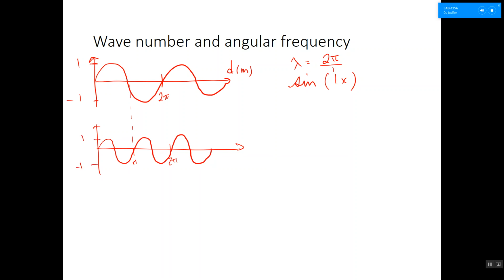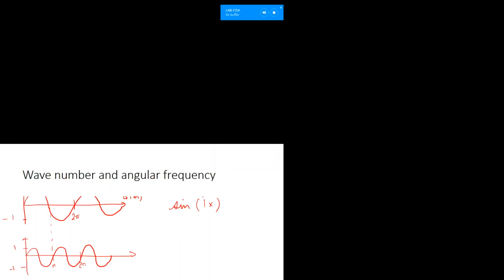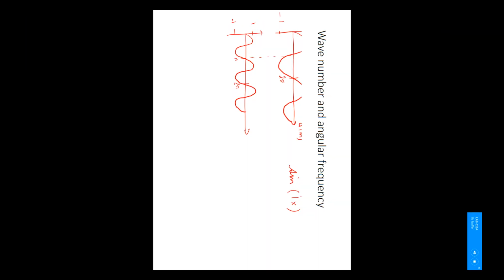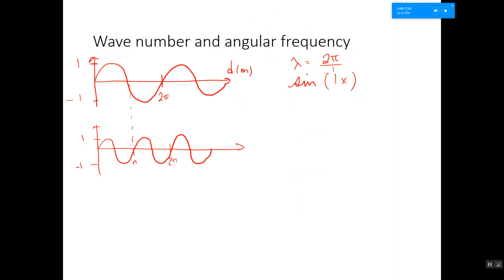I wrote the same kind of function, except I compressed it a bit, right? In fact, I compressed it just so that it's 2 times more squished. So now tell me a little bit about the wavelength. What can you tell me about the wavelength? Wavelength is pi. I'm going to leave a little bit of a space in front of the pi, okay? Don't put it right next to the equal sign.